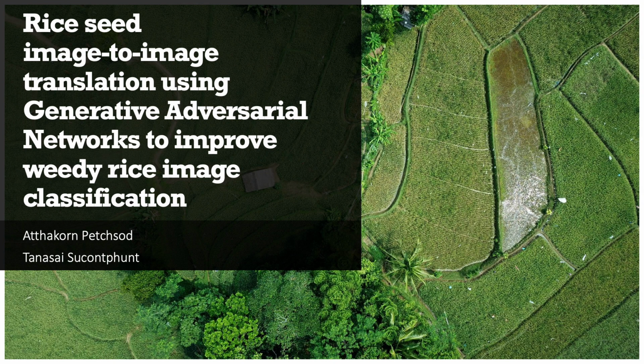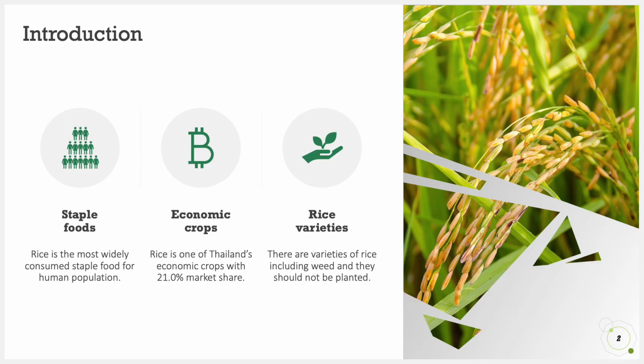Hello everyone. Today I'm going to present to you the topic of rice seed image-to-image translation using generative adversarial networks to improve rice seed image classification. Let's start with why we have to do this work.